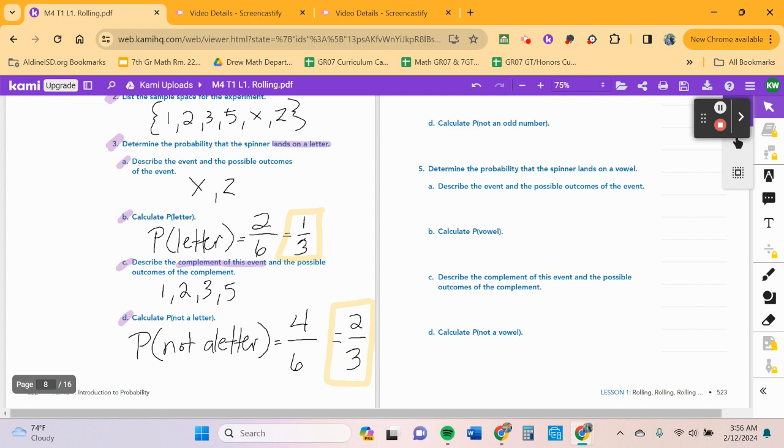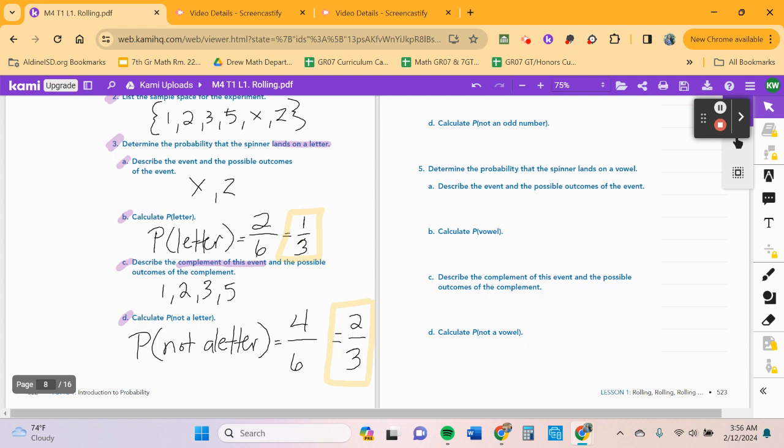And then 3C says describe the complement, which is just the opposite. When you think complement, think opposite. So we calculated the probability of it landing on a letter. Well, the opposite is not a letter. So what are the non-letters? Well, that is 1, 2, 3, and 5. And how many are there? Well, there are four.